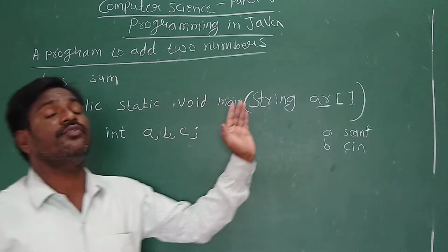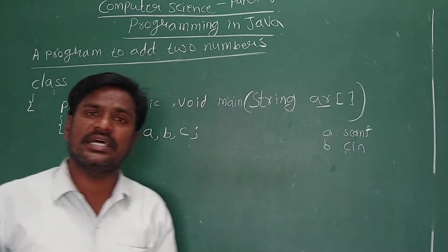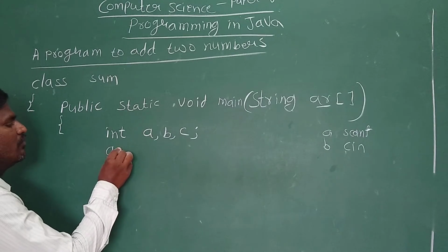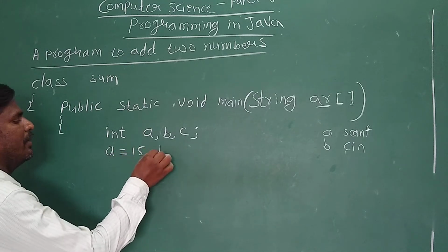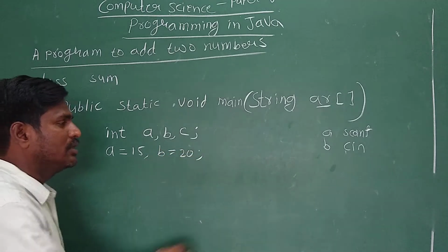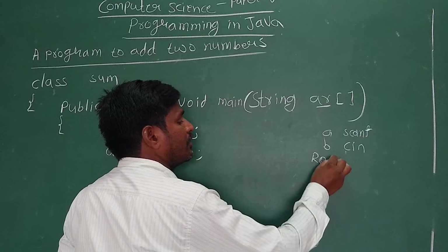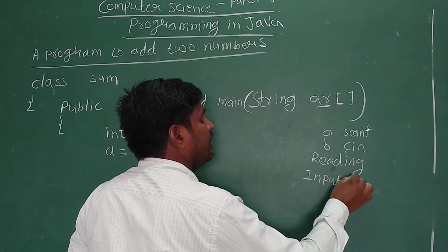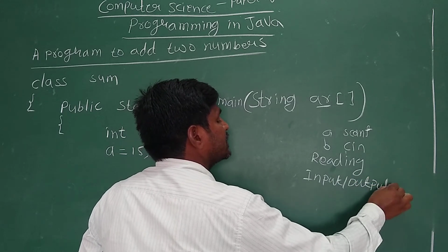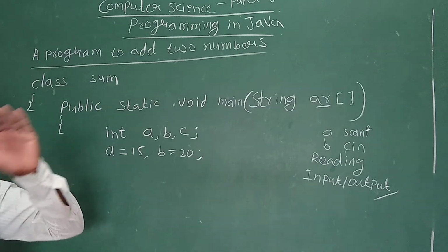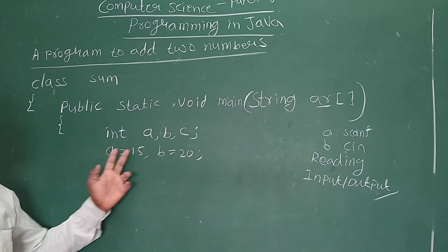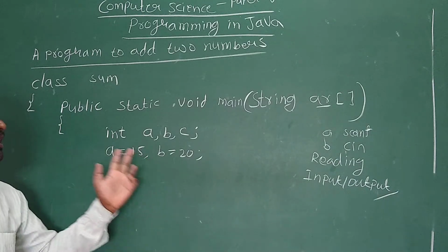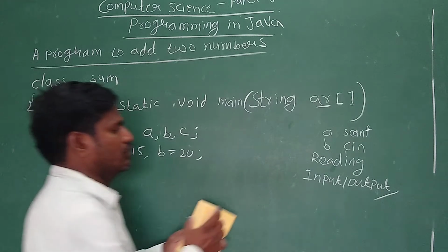So there are some predefined classes and some predefined methods. Initially, I am directly taking some values: A is equal to 15, B is equal to 20. Reading values means input and output operation functions, which we will discuss in the second unit. Up to there, from the first unit to the second unit, we will directly take the values here. I am not reading any input from the user; I am directly taking the values.